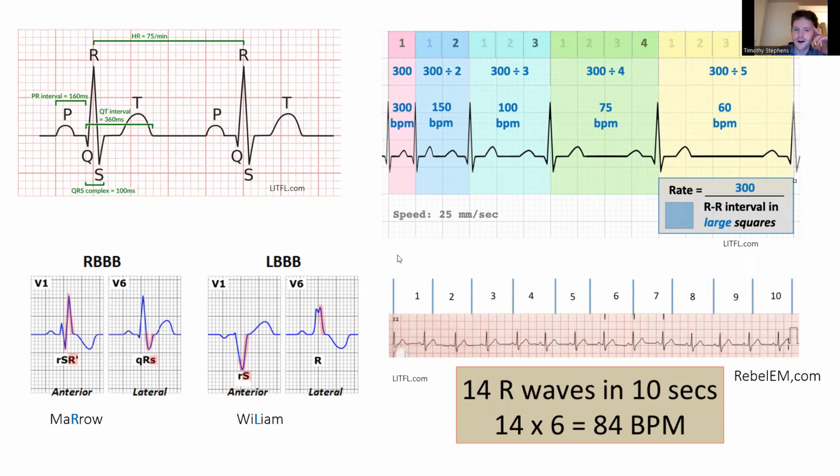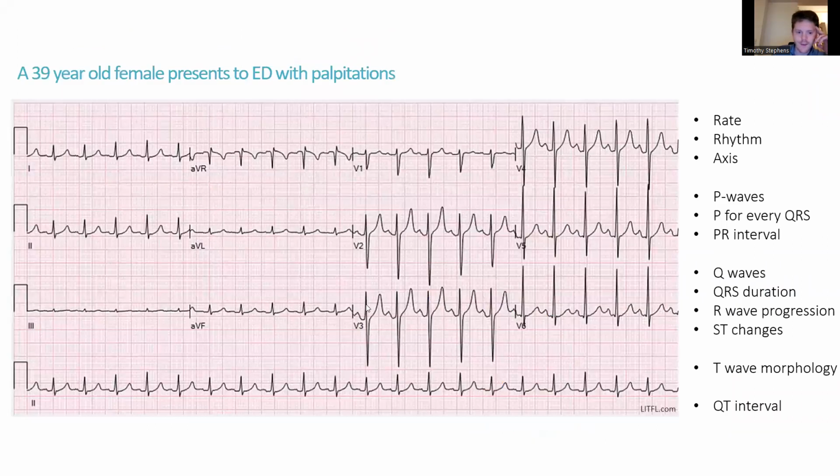If you're getting something which is a bit harder to do, or maybe even slower, you can count up the number in a 10-second strip and times that by 6. By times that by 6, you get there within 60 seconds, and that's your rate over a minute. So absolutely, yeah. Then you're talking about your axis, as you quite rightly pointed out.